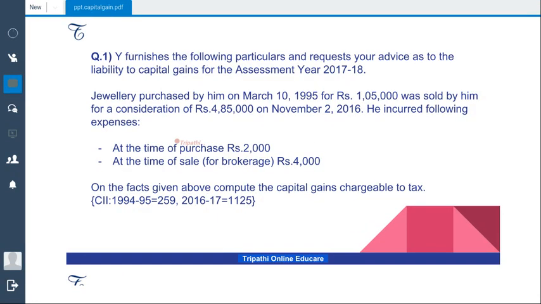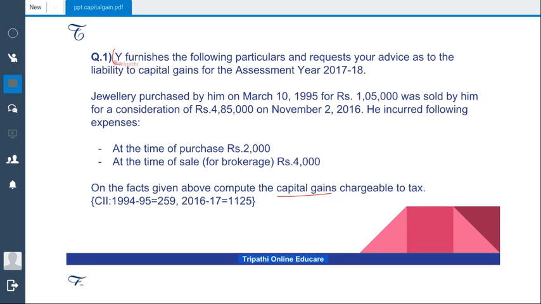In this video, we will compute the capital gain of Mr. Y. Let us see what is given in this problem. Y furnishes the following particulars and requests your advice as to the liability to capital gain for the assessment year 17-18.